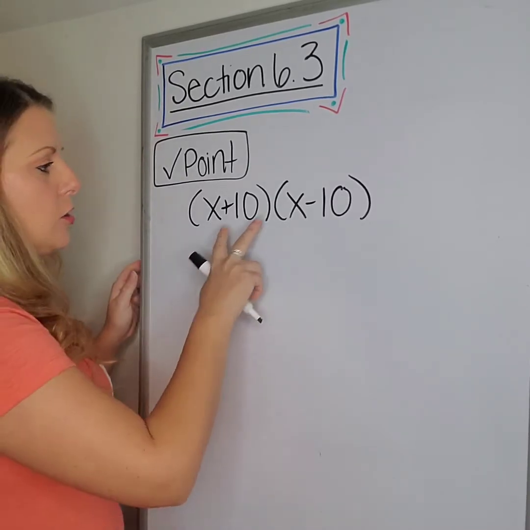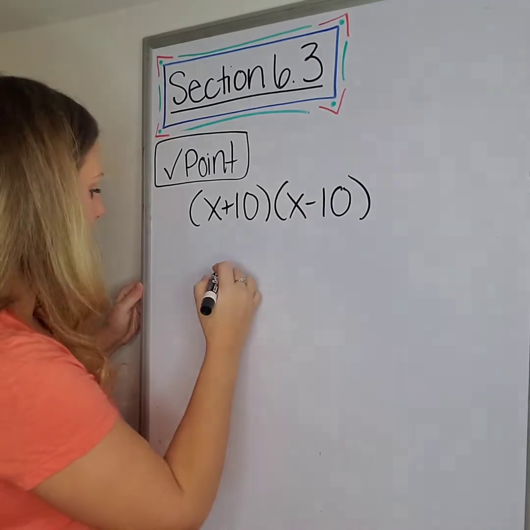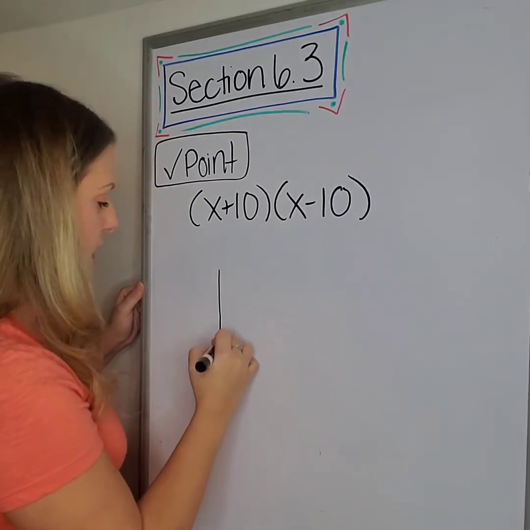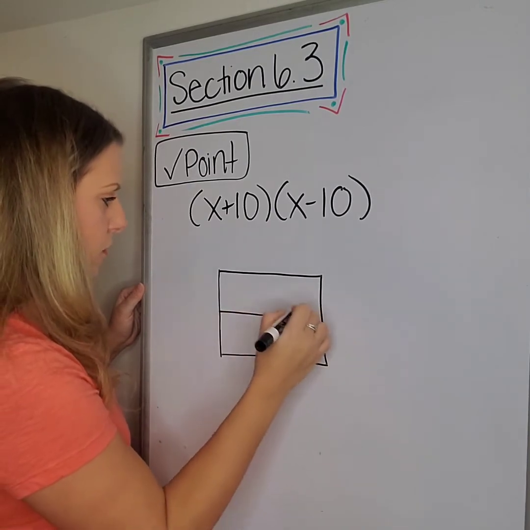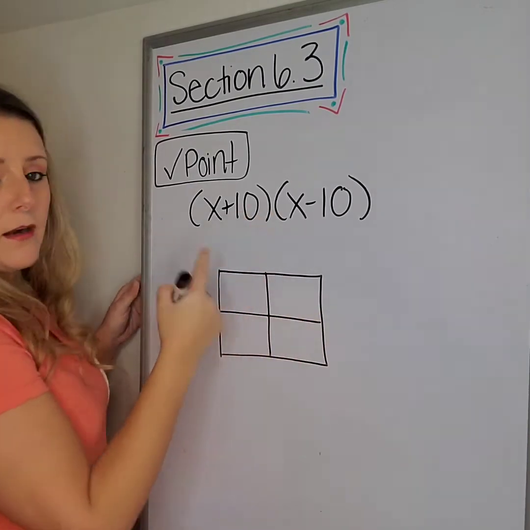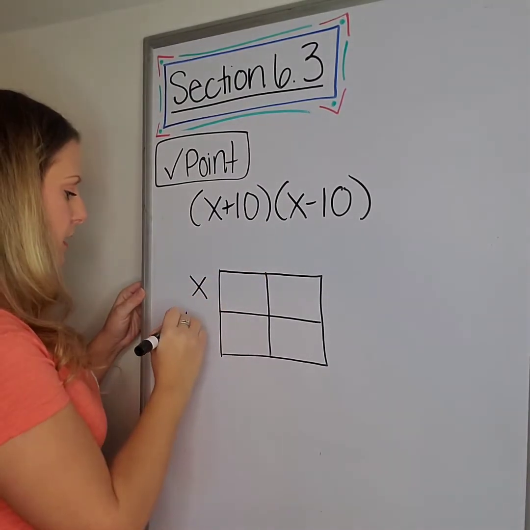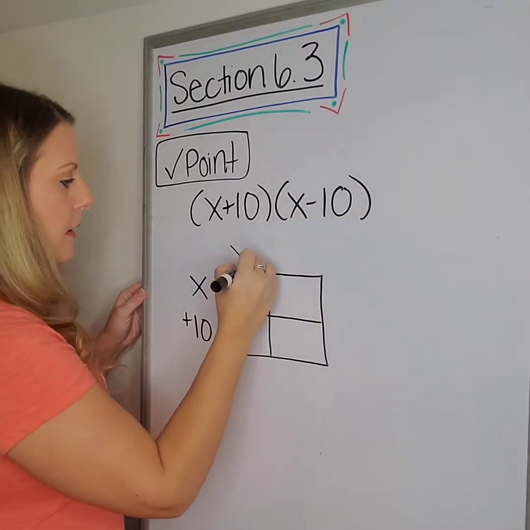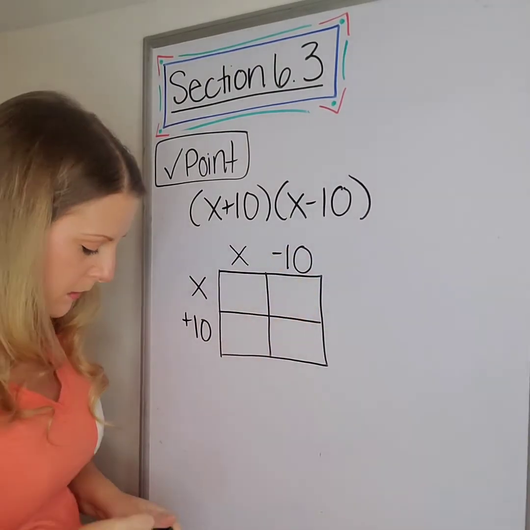So we've got 2 by 2. So I'm going to make a 2 by 2 Punnett square or box, if you want to call it. It's just like the Punnett squares you did in biology. Okay, so 2 by 2 box. Doesn't matter which one's on top and which one's on the side. So I'm going to put this one on the side, x plus 10, and this one on top, x minus 10. Again, doesn't matter which one goes where.